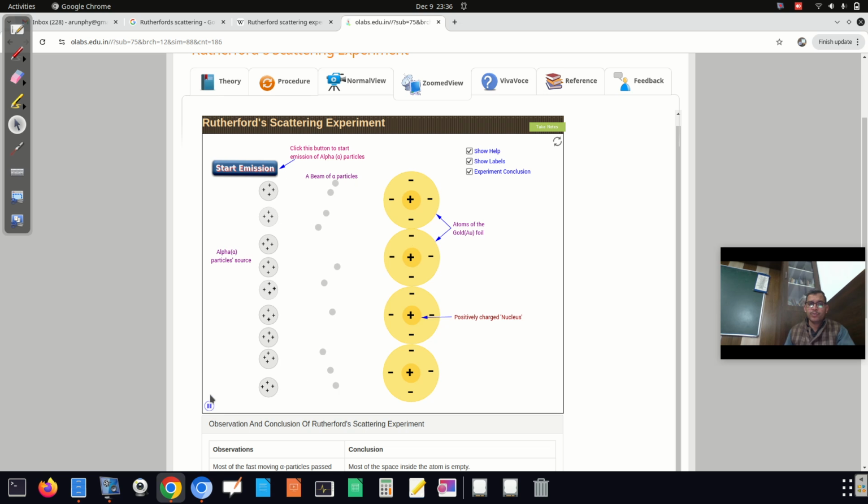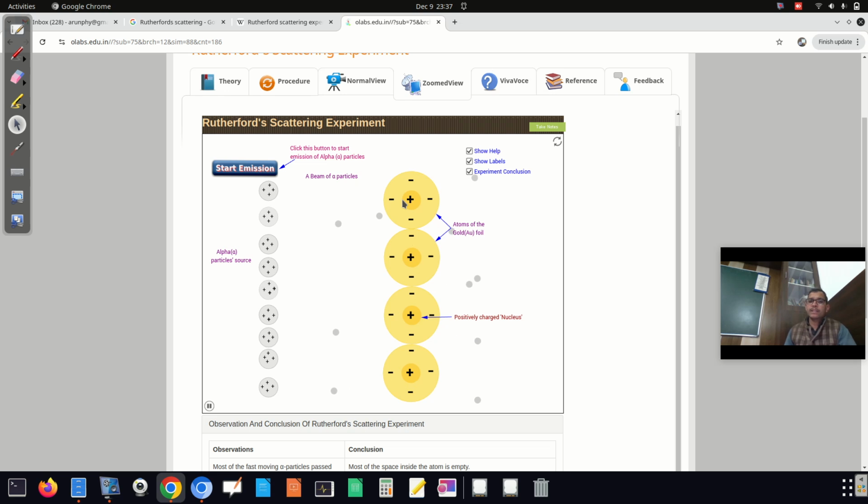This is a zoomed view of this particular experiment. Alpha particles are coming. Mostly they are crossing, but very few particles come back. Just see, this is one particle. See, very few particles are coming back. That is what is happening because in the new model the positive charge is concentrated here. These particles cross, but this one particle comes back, so the whole of the positive charge is concentrated in a very small region, and that small region is known as the nucleus.